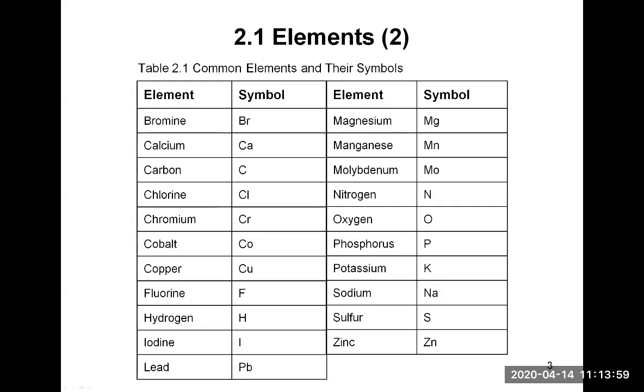Nitrogen, oxygen, phosphorus, potassium. Sometimes phosphorus and potassium are mixed. P, capital P, is for phosphorus, and potassium is K, which is not intuitive, so you have to learn this one. This is one that comes up a lot. You want to know that potassium is capital K, and sodium is also not intuitive. It's also from the Latin. It's Na. Sulfur is S and zinc Zn. So you can look at them more on the periodic table.